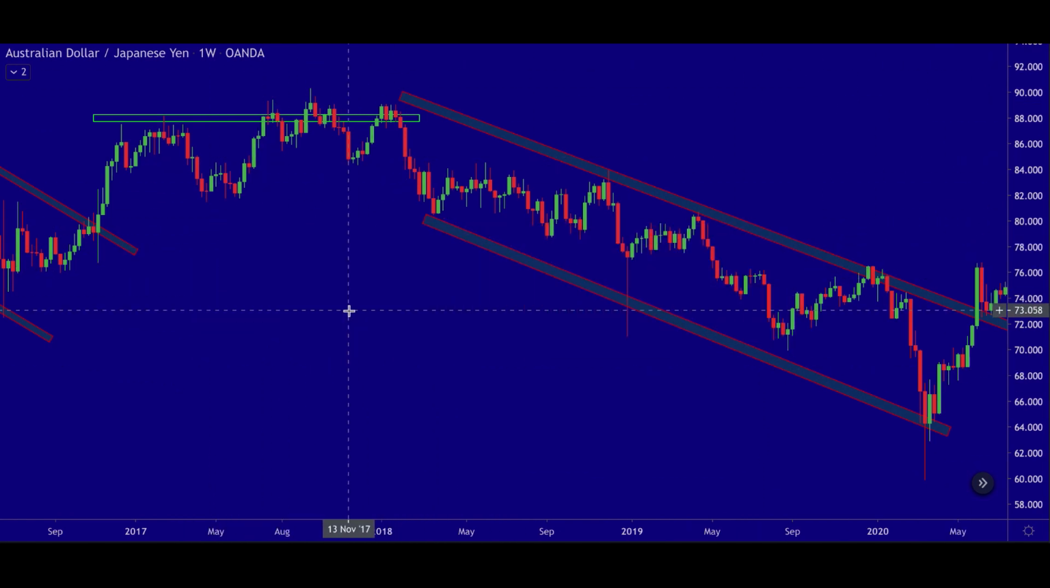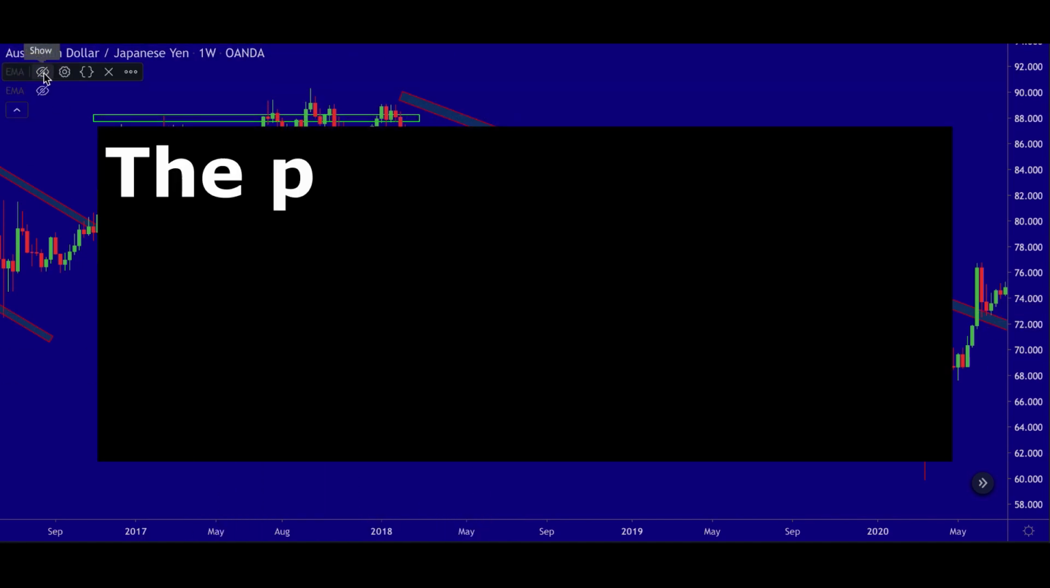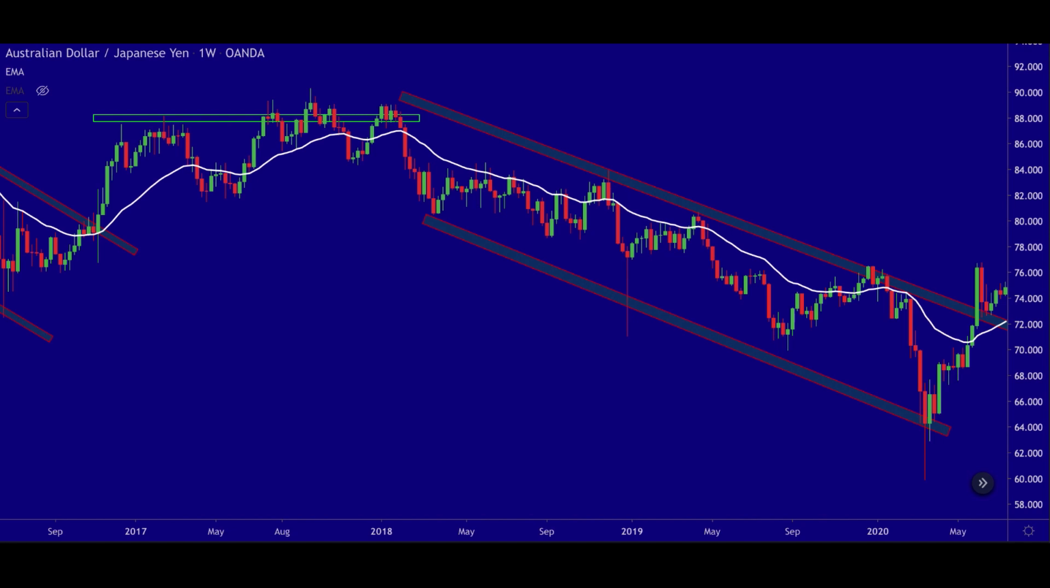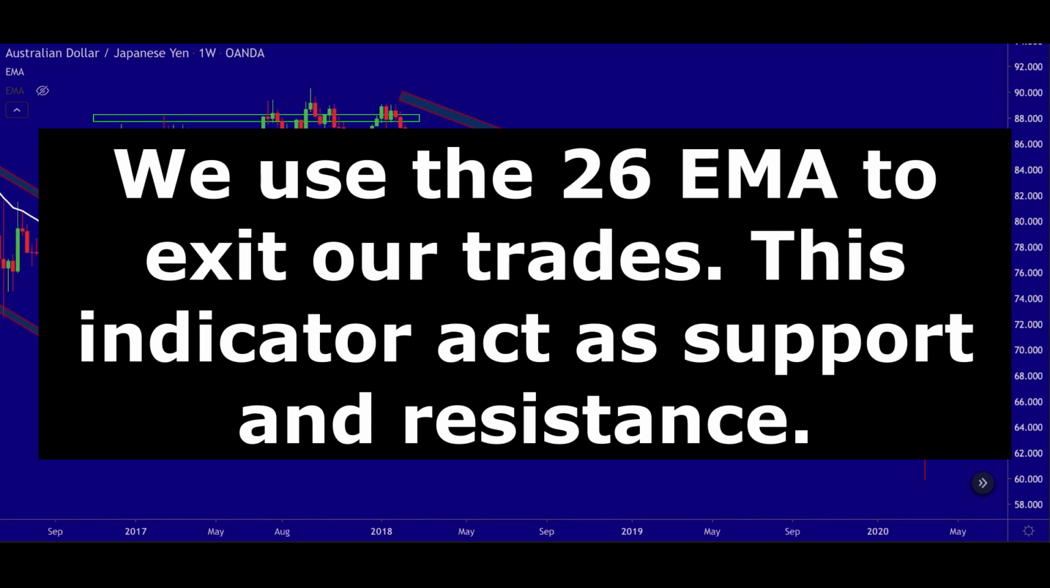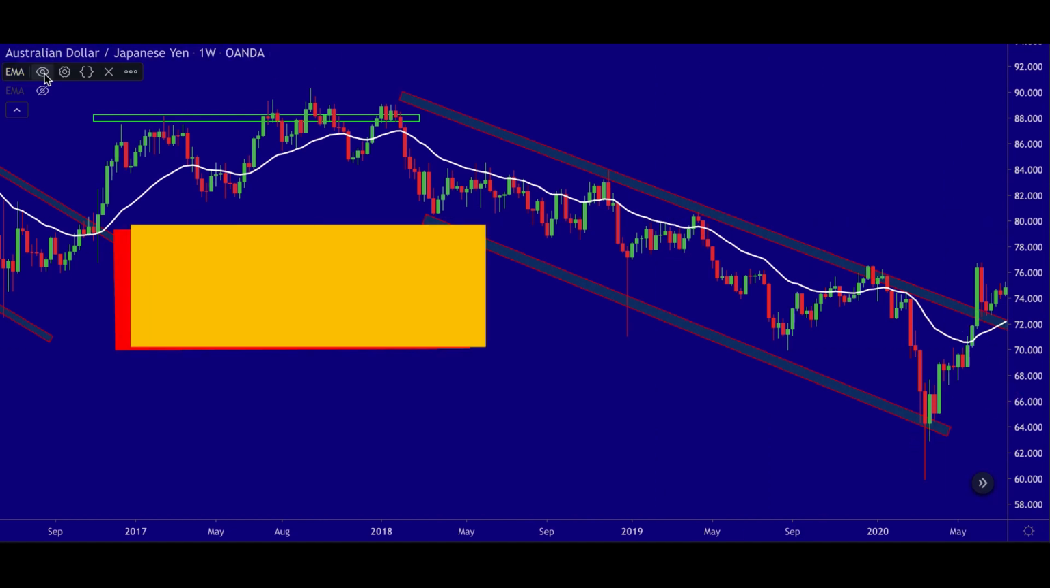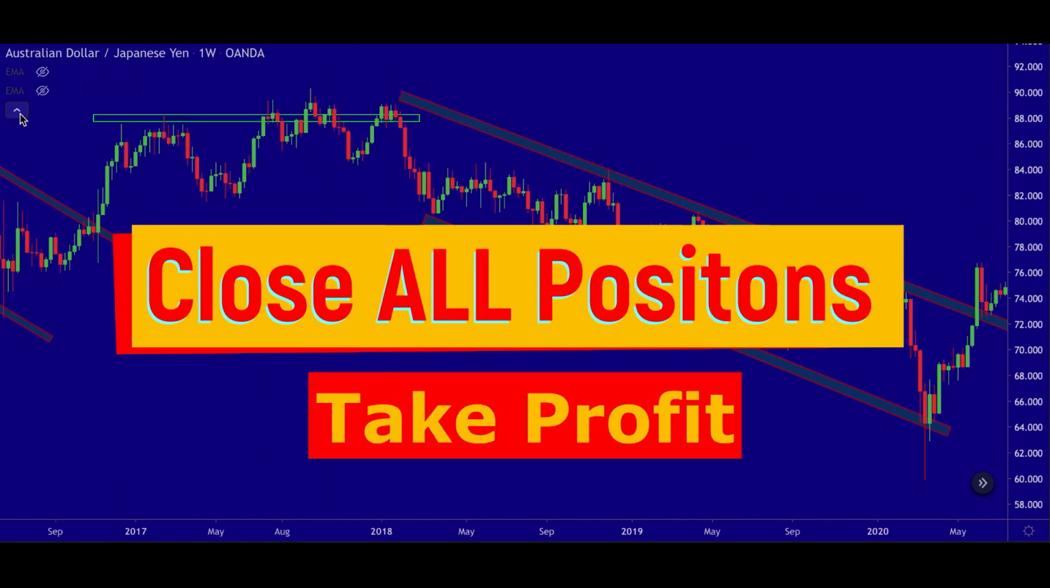In the meantime, we're going to apply our 26 EMA to our charts. The purpose of applying the EMA 26 to our charts is so we can identify the market, just in case the market wants to throw an end of trend variation or a hard reset and change the direction. So once price action breaks the 26 EMA with an aggressive bullish candlestick, after giving us that long wick candlestick, we close our positions and we take profit.